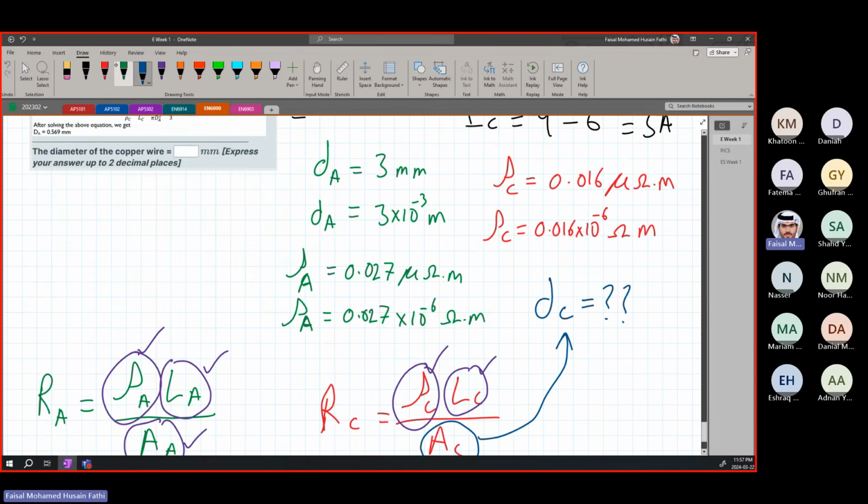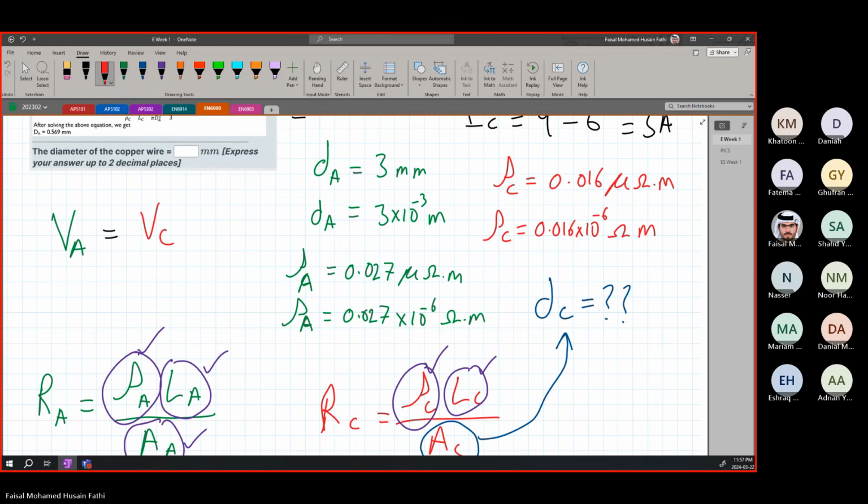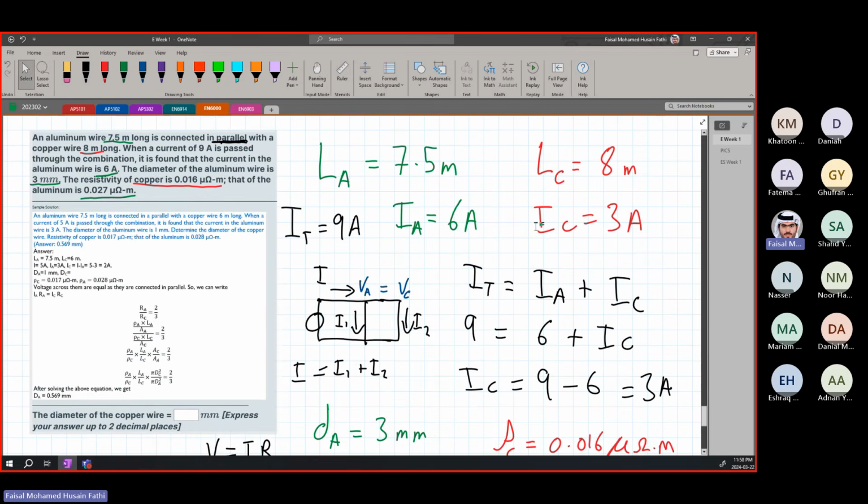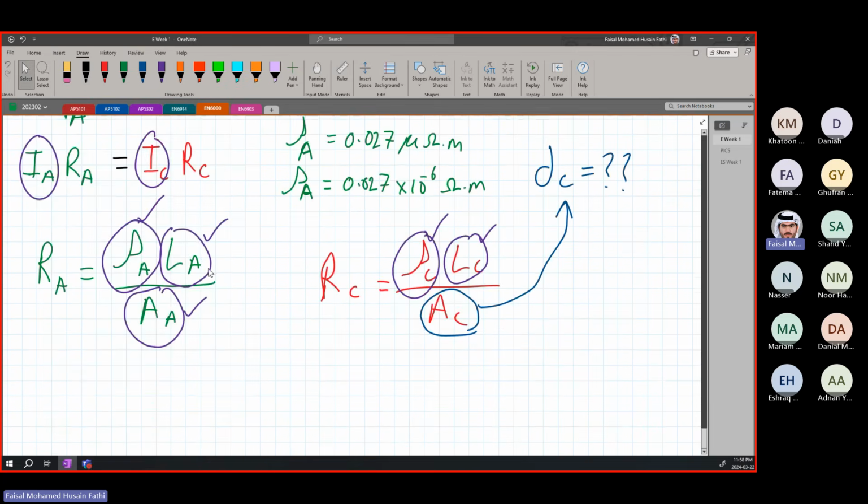So we know that VA is equal to VC. And what does Ohm's law say? Ohm's law says that V is equal to IR. So we'll just substitute that. So IA RA is equal to IC RC. And we already have IA and IC that we found earlier. And now we can start solving.